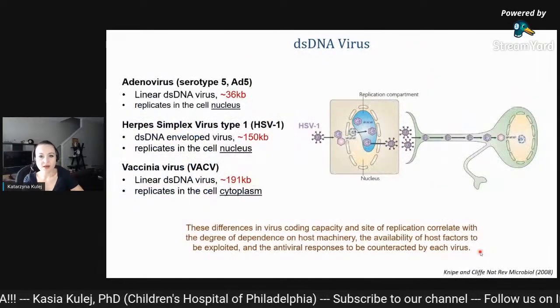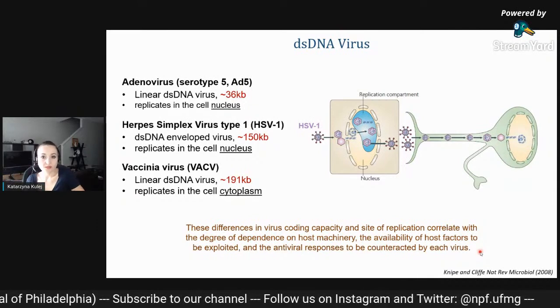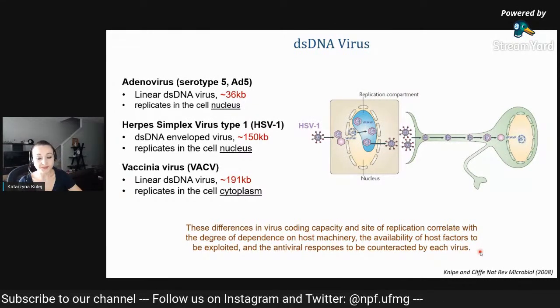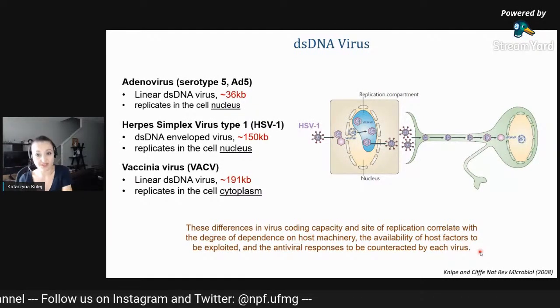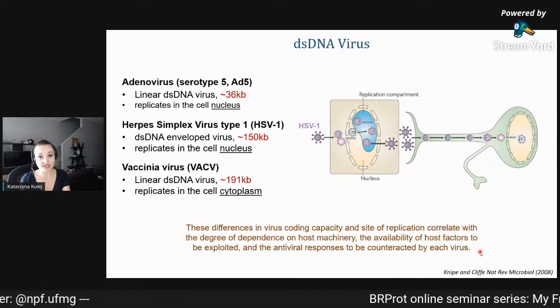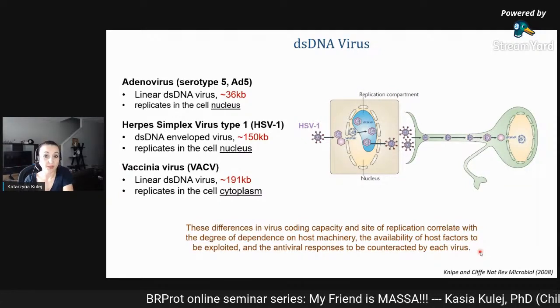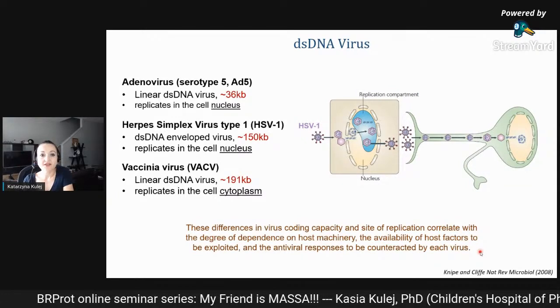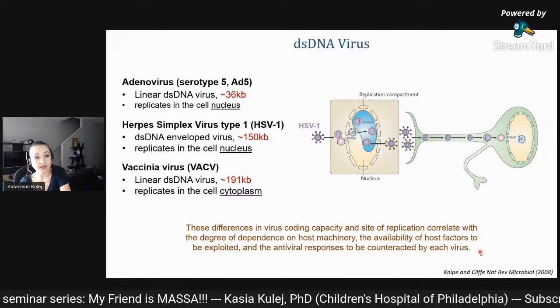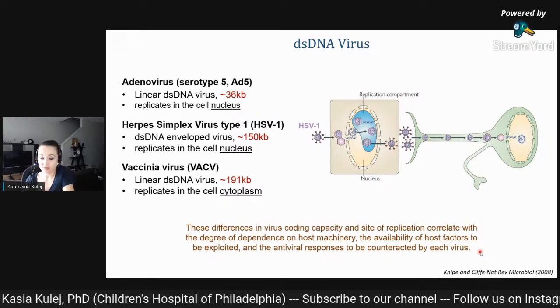So let's quickly compare all of them together. Adenovirus is the smallest one, with around 36 kilo base pair of a genome size, followed by herpes virus, which is nearly 4 times bigger, and the biggest one, vaccinia virus, nearly 300 kilo base pair. Adenovirus and herpes virus replicate in the nucleus of the host cell, while the vaccinia replicates in the cytoplasm.